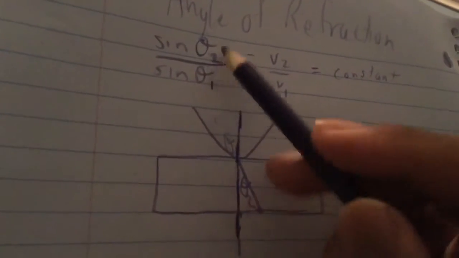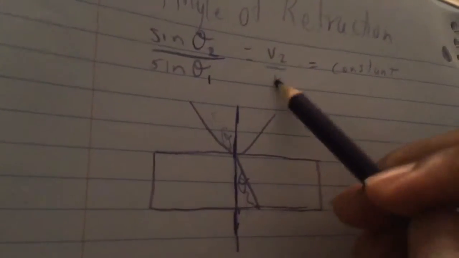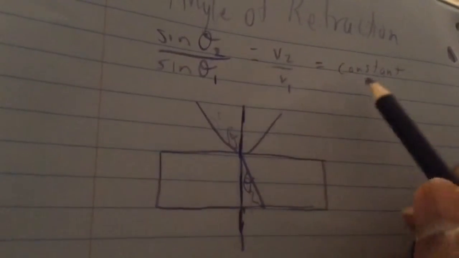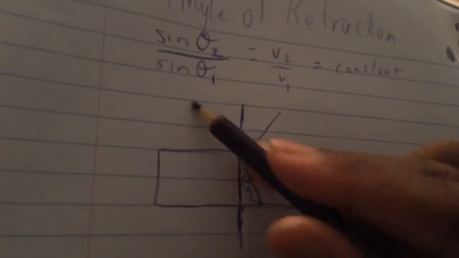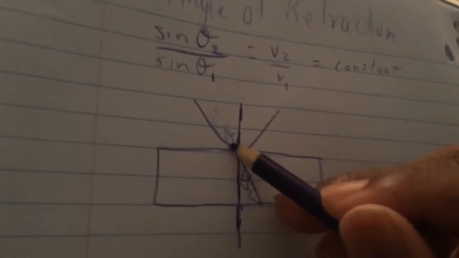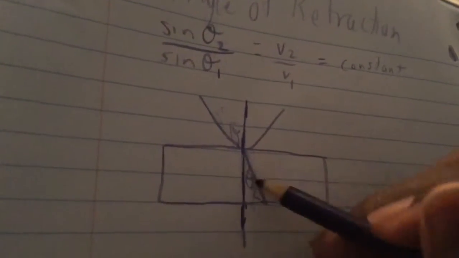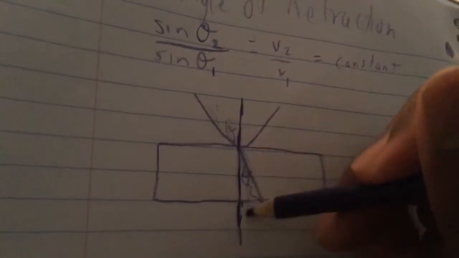So as we see, there is a constant relationship between theta 1 and theta 2, and velocity 1 and velocity 2. That's why they're constant. The velocity on the outside, before in the air, is greater than the velocity when it hits the glass. So that's why the angle gets smaller, more towards the normal. Because as it hits this glass, it slows down, causing it to bend and get a smaller angle.